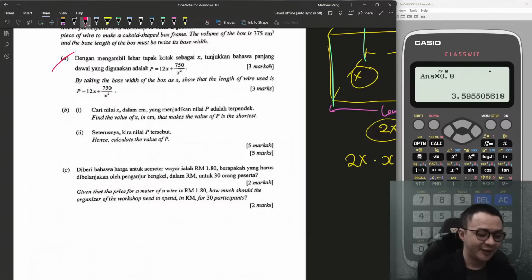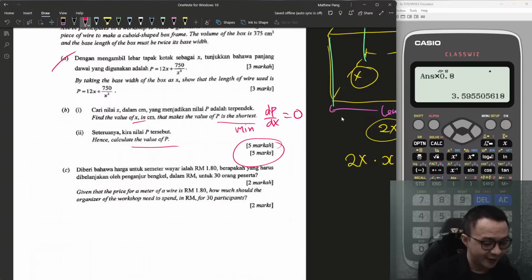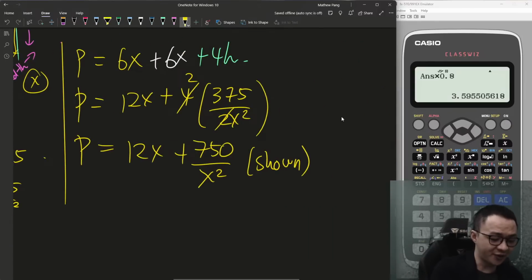3 mark. Find the value of x that makes the value P the shortest. Shortest is sort of the minimum, right? So I know dP/dx must equal to 0. And then hence calculate the value of P. So they want to know how long is the wire. Part A they want to find x, part 2 they want to find P. 5 mark, not bad. Given that the price of a meter of the wire is, this one, part C, is later. Okay, so let's differentiate first.